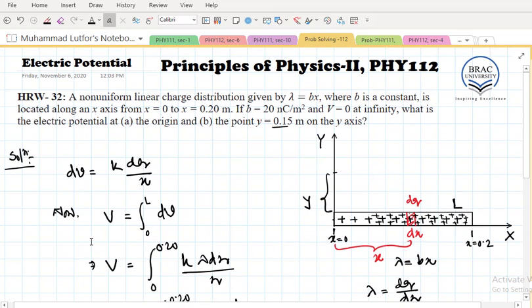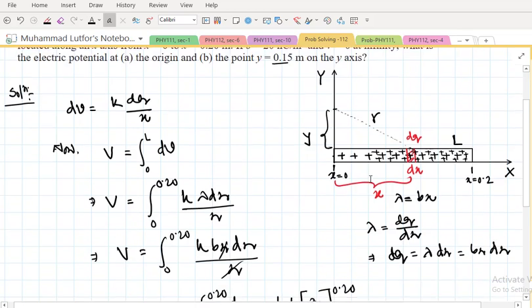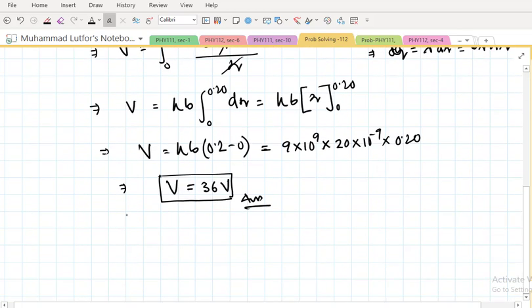Now in question B, they ask what is the potential at point Y, where Y is equal to 0.5 meter from the Y axis. So to find that, we'll consider this as Y. At that point, we'll find the potential. Then we have to find the distance from here to here. What is that differential element distance? So I'm choosing that distance as r. If the distance is r, then we can write the potential at the point Y.